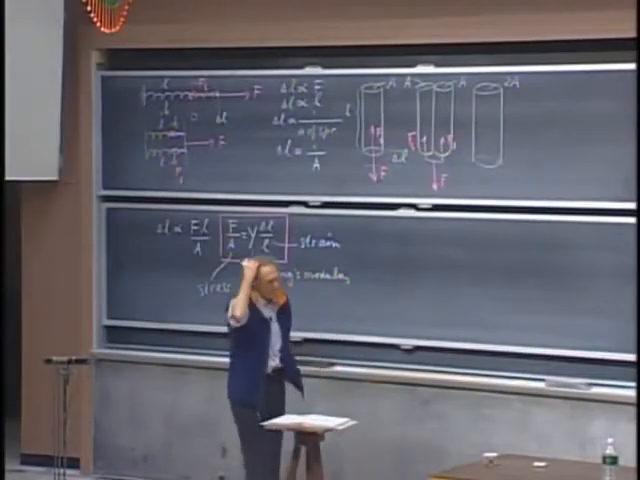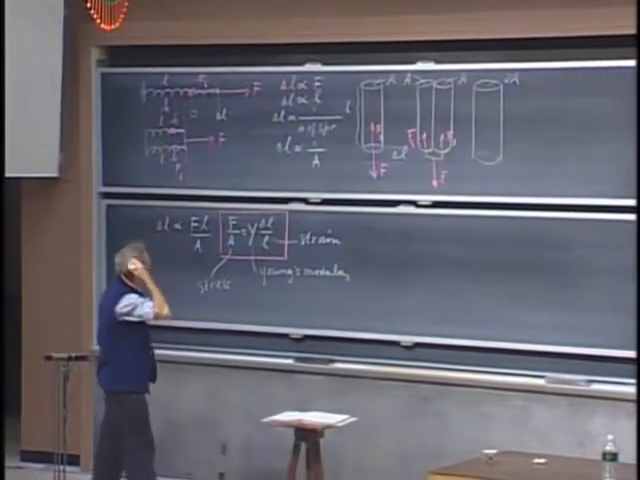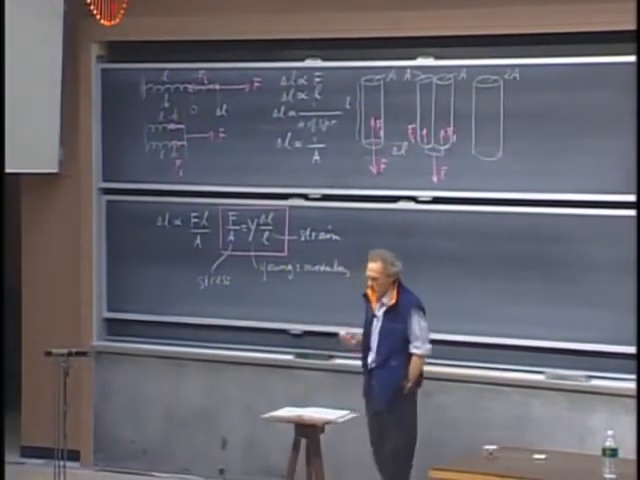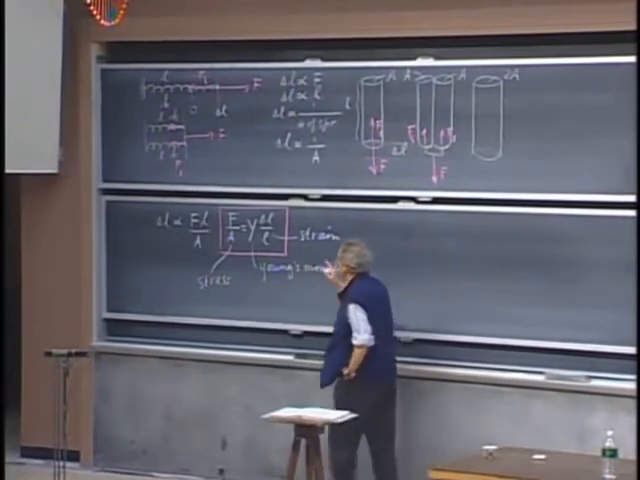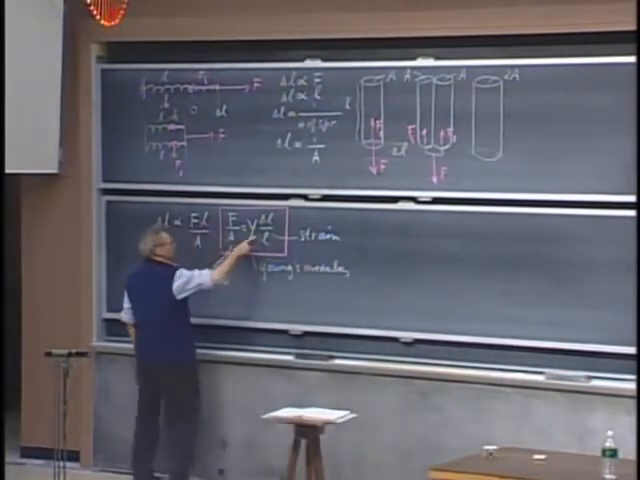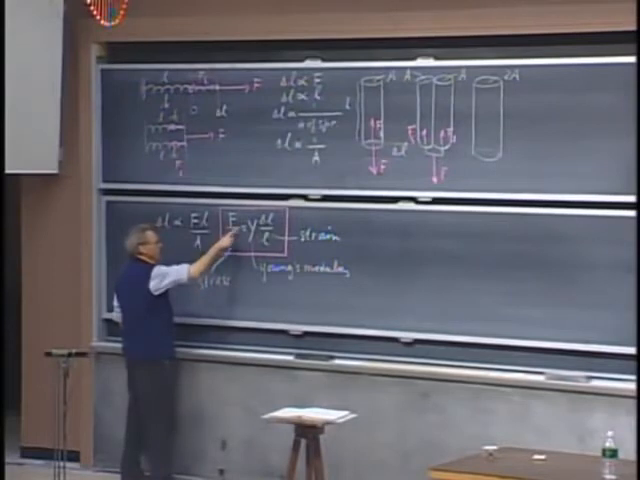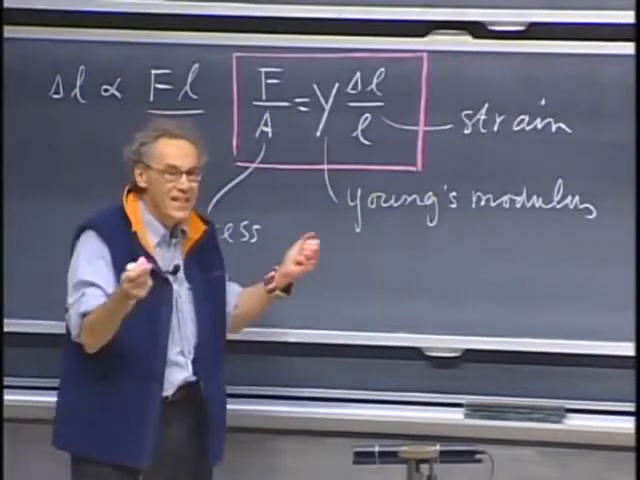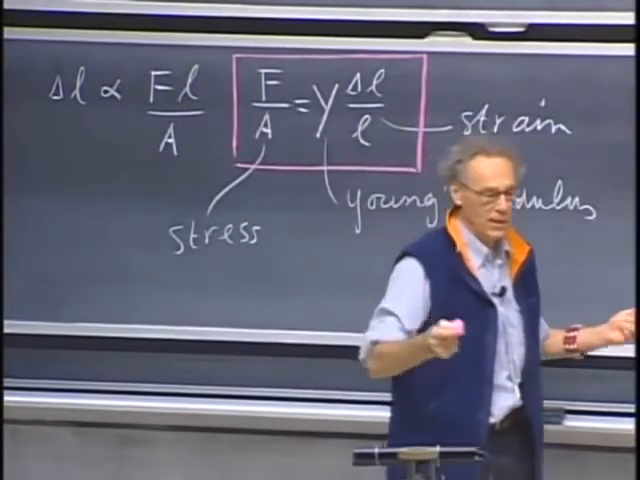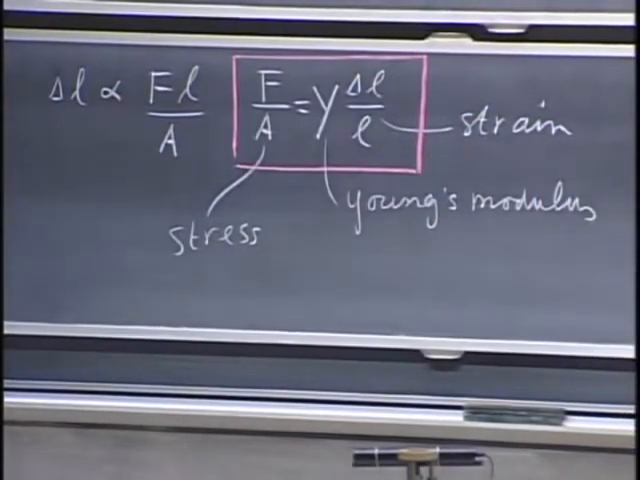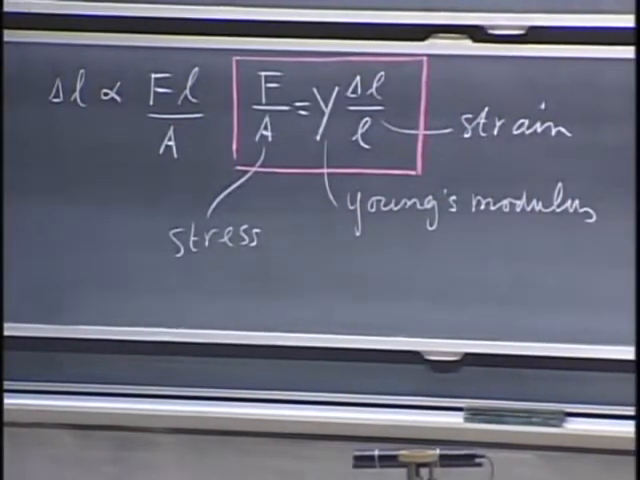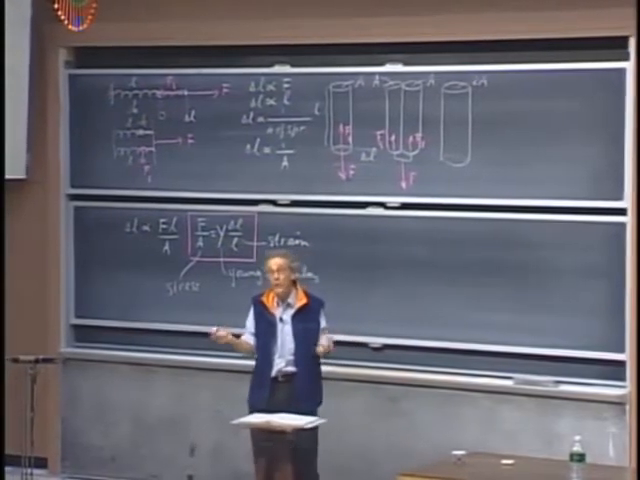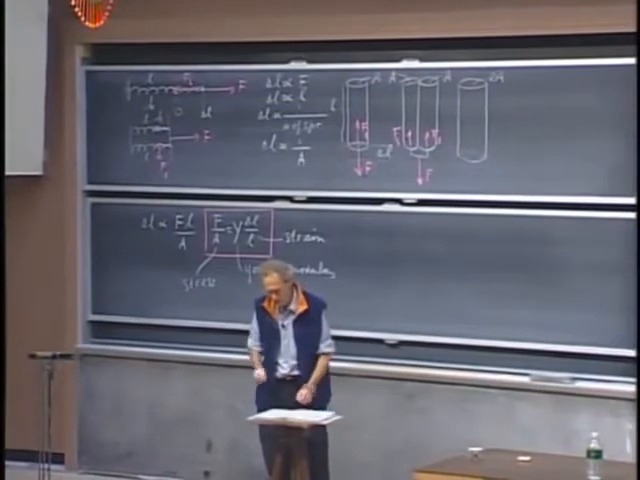If we compare two rods with different values of Young's modulus, then the one with the smaller value of Y, for the same stress, will give you a larger strain. In other words, it's easier to make it longer. If Young's modulus is very high, then the rod is extremely stiff, and it is very difficult to make the rod longer.